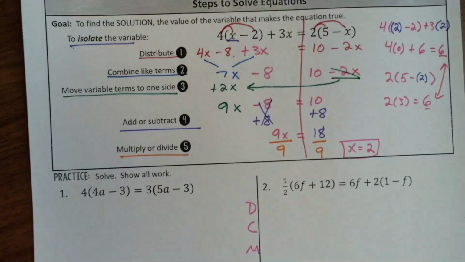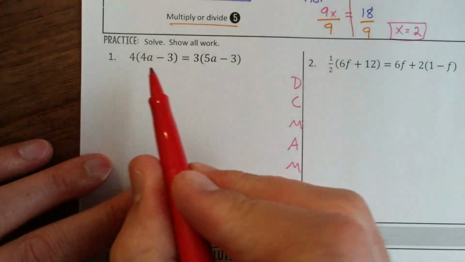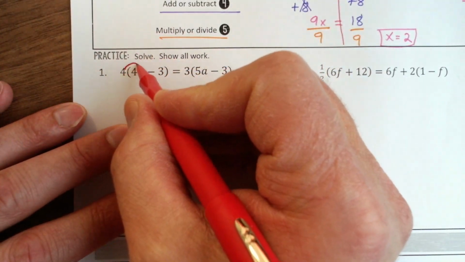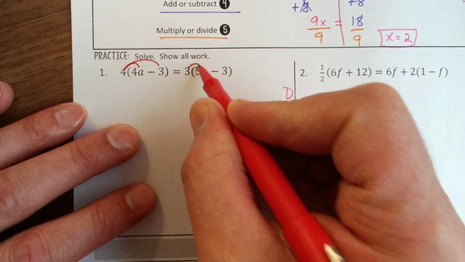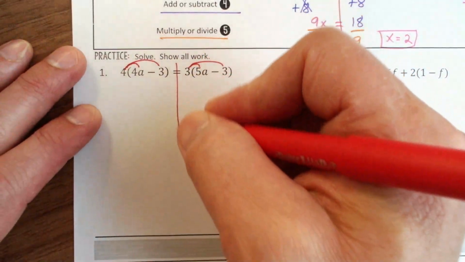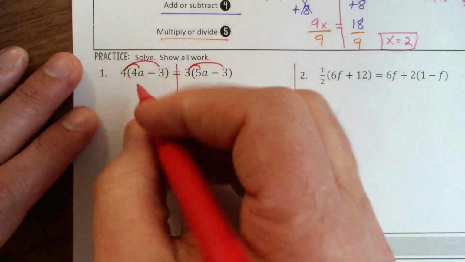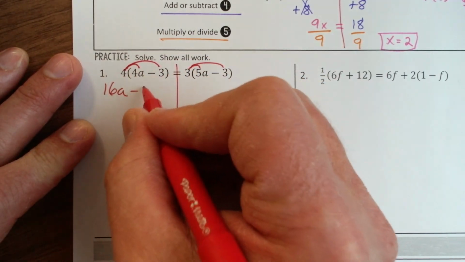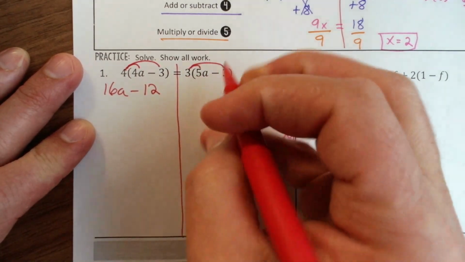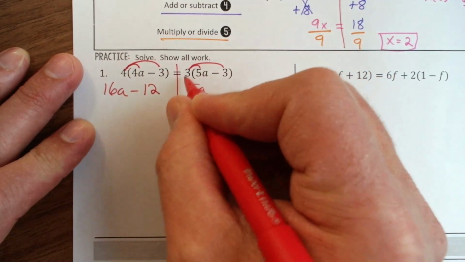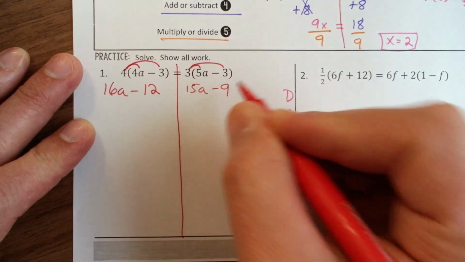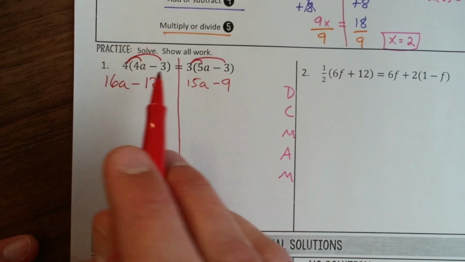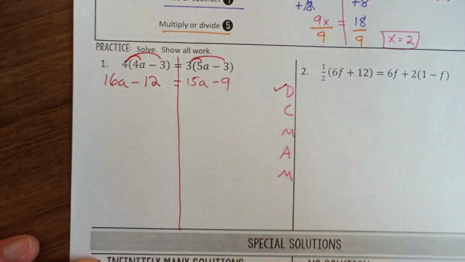Step 1, distribute. Do I have parentheses? I sure do, so I'm going to distribute over those parentheses. The 4s go here. The 3s are going to go here. 4 times 4a is 16a. 4 times negative 3 is negative 12. 3 times 5a is 15a. 3 times negative 3 is negative 9. The biggest mistake I see kids making here is when we drop these negatives. Don't drop those negatives. All right, distributing, done.